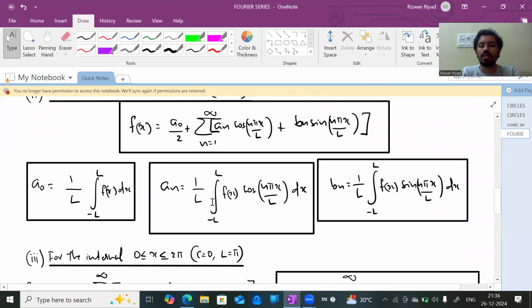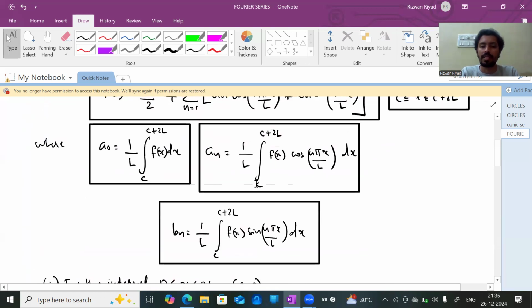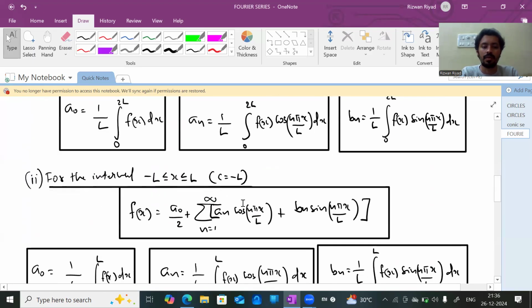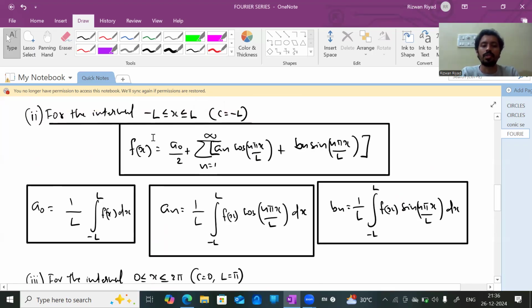Similar changes you can see with an and bn also. An is equal to 1 by L, that integral limit becomes minus L to L, f of x cos n pi x by L dx. So this c becomes minus L, this c also becomes minus L, so minus L plus 2L is plus L only. That change you can see: the integral minus L to L f of x cos n pi x by L dx. Same change you can see here also: bn is equal to 1 by L integral minus L to L f of x sin n pi x by L dx. Okay, this is for the second case, for the interval minus L to plus L.